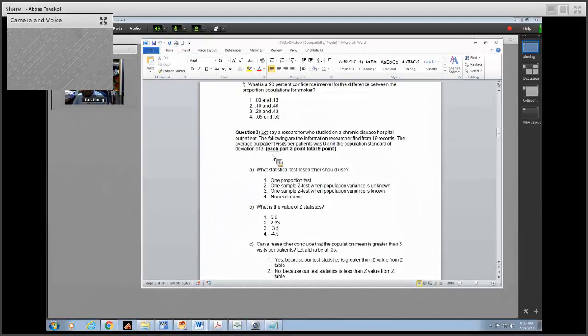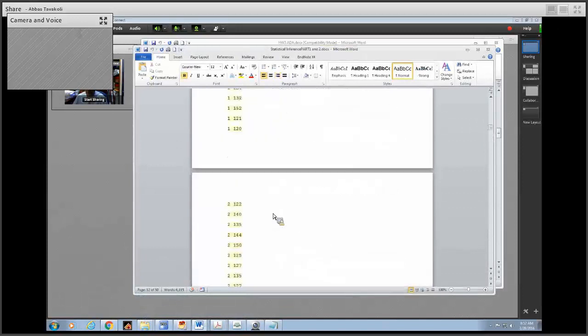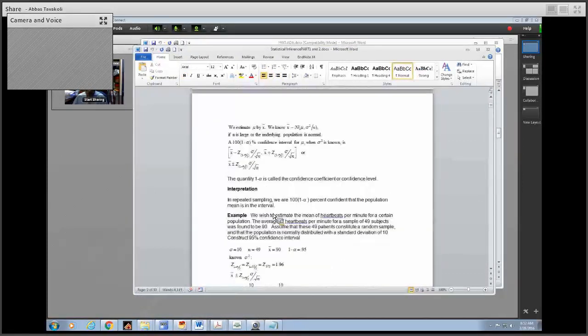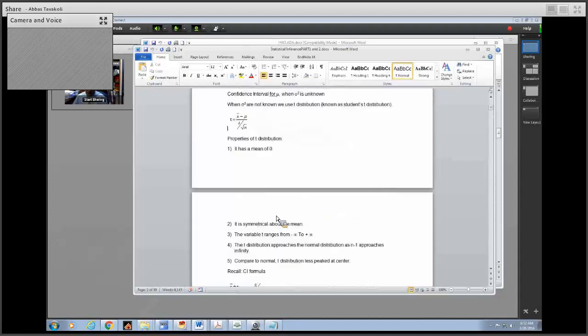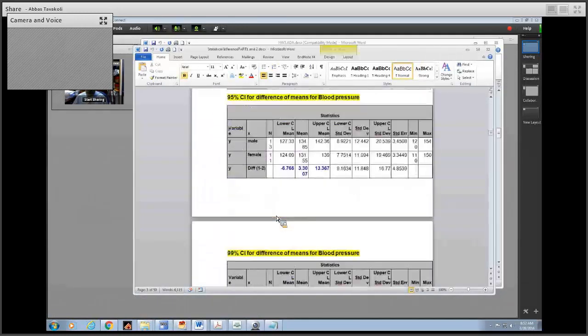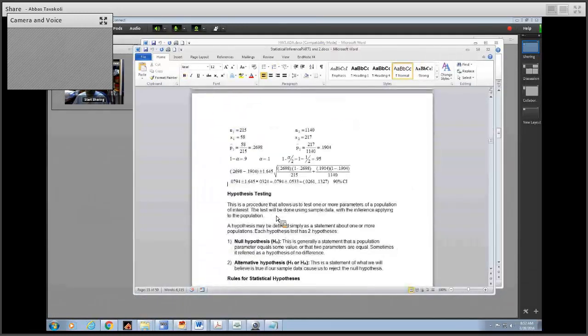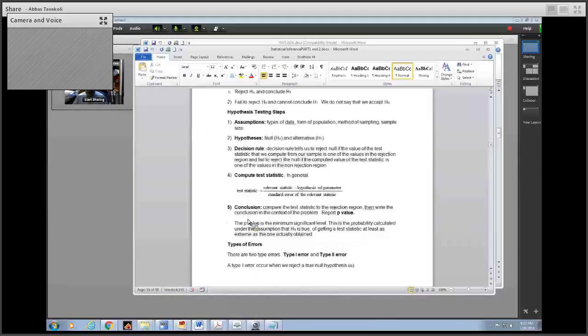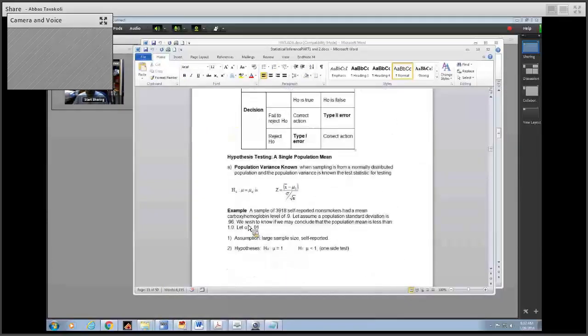The average outpatient visit per patient was 6, and the population standard deviation was 3. So we know here our sigma is 3. Here, what statistical test would you use when you know the population standard deviation? Remember, you have one sample here.